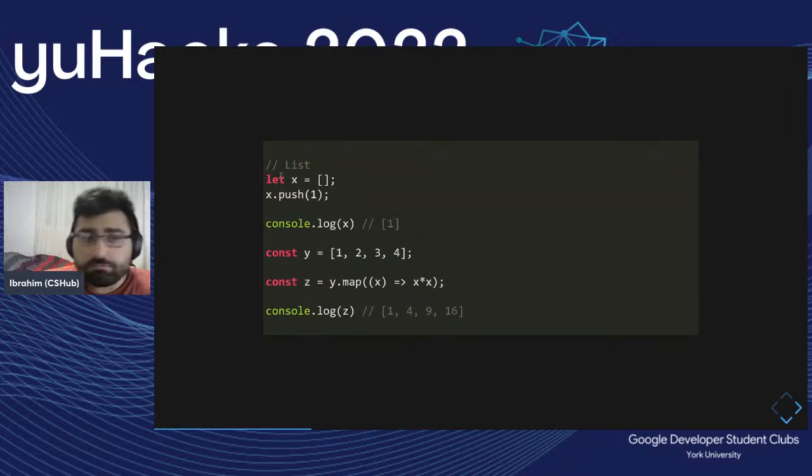Lists. So we let x equal a list. This is how you can empty one. You can push or append, whatever term you like, but the method is push. And then we console log it. We can see that one was pushed onto the list.